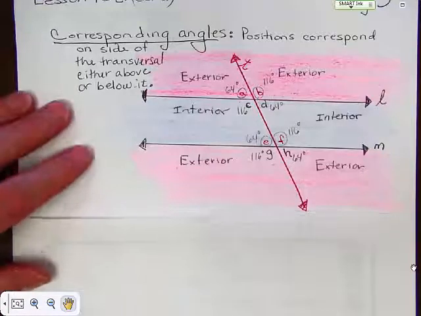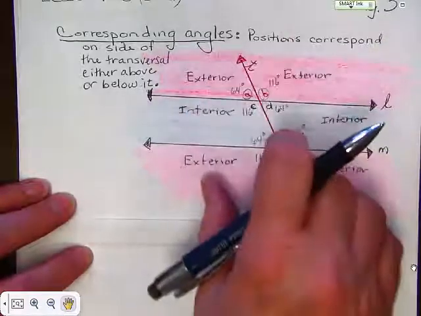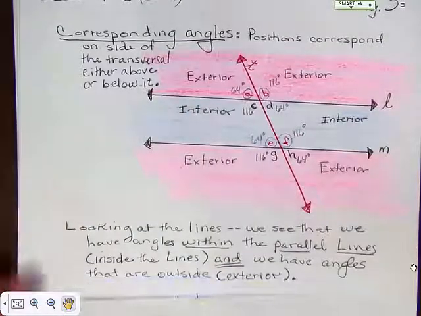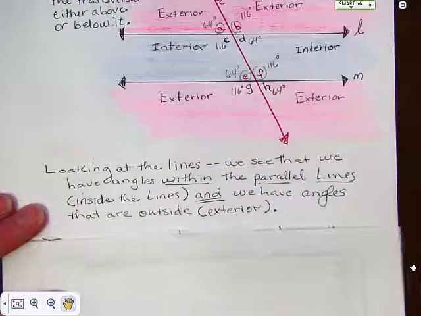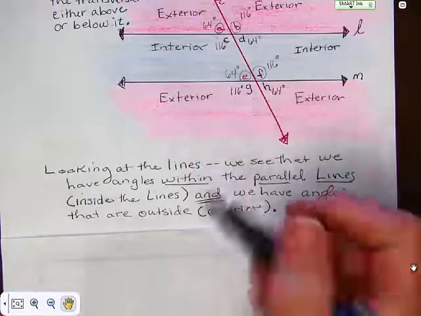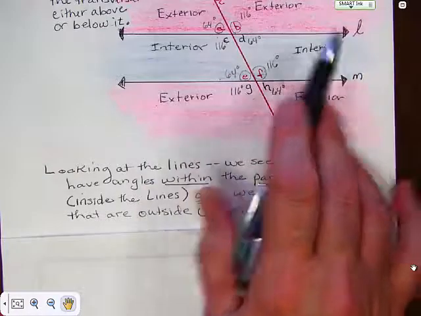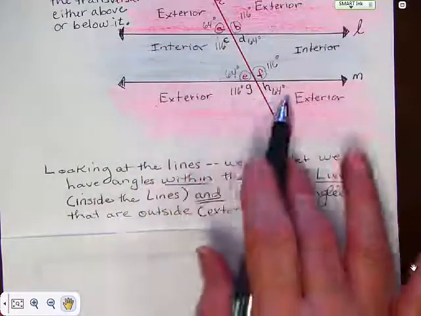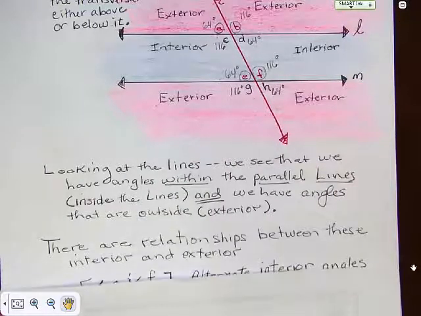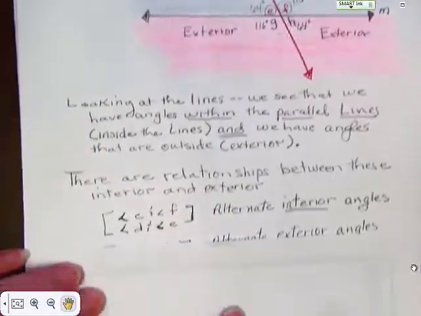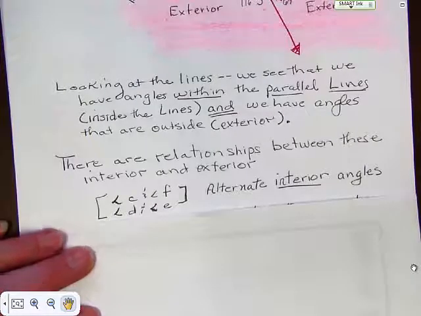Now, you notice I have some pretty colors on here, and that's to show you interior and exterior. Looking at the lines, we see we have angles that are within the parallel lines and angles that are outside. The ones that are within the parallel lines, these four, are interior angles. The ones outside the parallel lines in the pink, those are exterior angles. And there's a relationship between them as well. There are relationships between interior and exterior angles. We have alternate interior angles and we have alternate exterior angles.